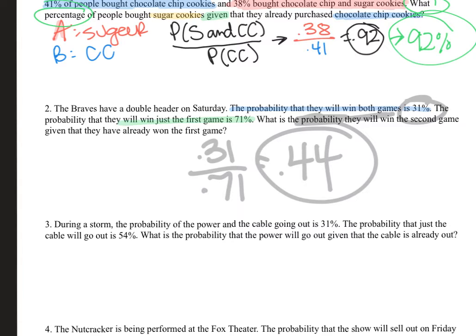Your numerator is always your and statement in your question. Your denominator is always your one single probability that is named. So this is your single probability. It's usually your event B in your formula.